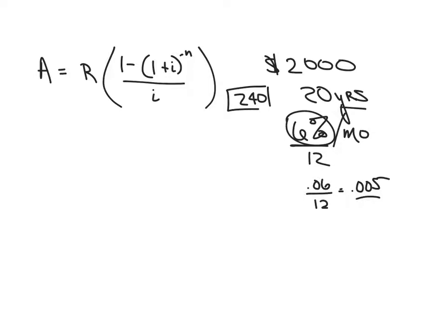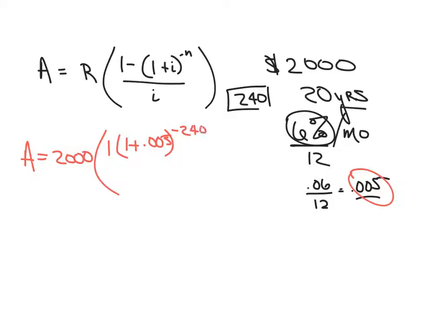All right, so let's go ahead and write this. This is how much we're going to end up with, the A, or how much we're going to have to invest. This is how much we want. This is my interest, which I got from over here. 240 months, remember that's negative, over my interest.